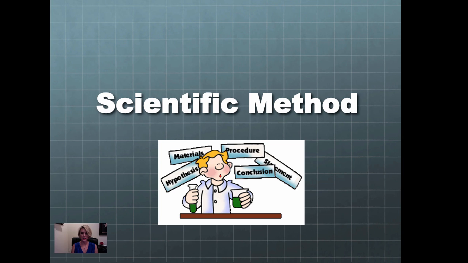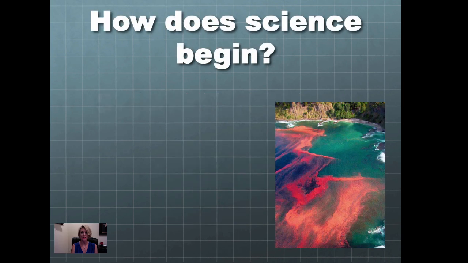You'll recall, in science, information is gathered in an orderly way, and that way is using the scientific method. Now, how does science begin? So let's say you happen to take a look at this picture and you notice you've got some really beautiful blue water, and then out from shore there is this really, really red water. Well, what you're doing is making an observation, and observations use one or more of the five senses.